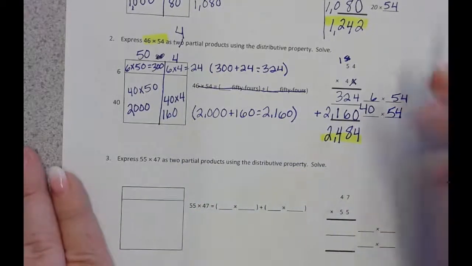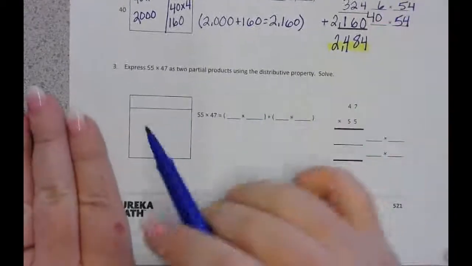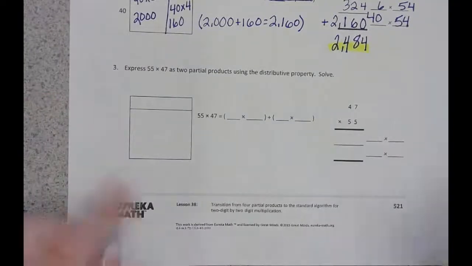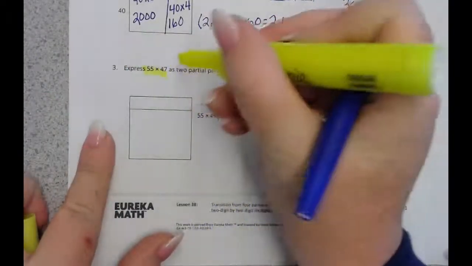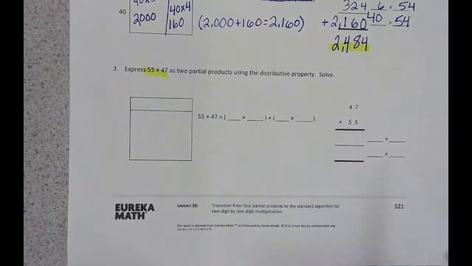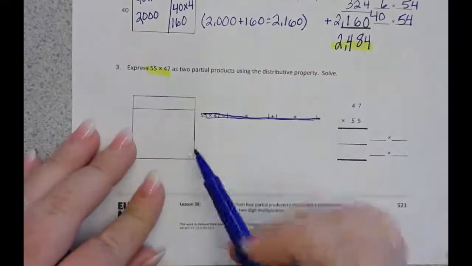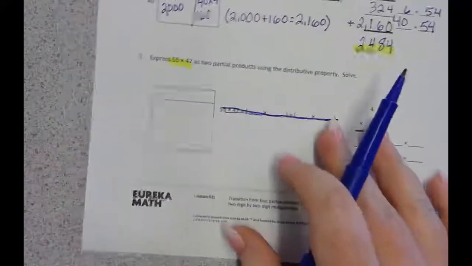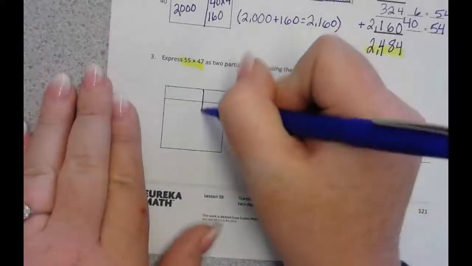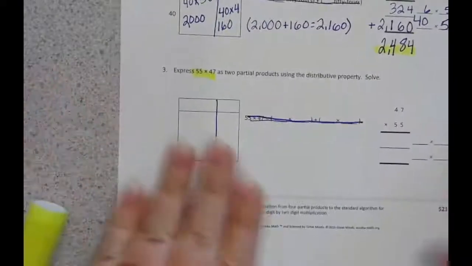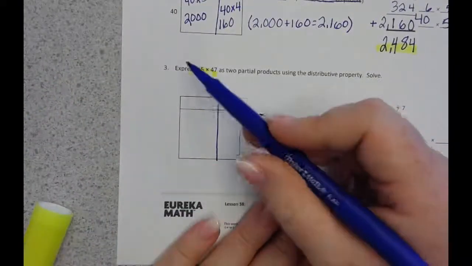Alright. So again, down here, looking at number 3, it says express 55 times 47. Okay, we're going to disregard this part. Alright, we have to fill in the entire area model on our own. So I'm going to go ahead and add this right here. So now I have my 4 partial products.